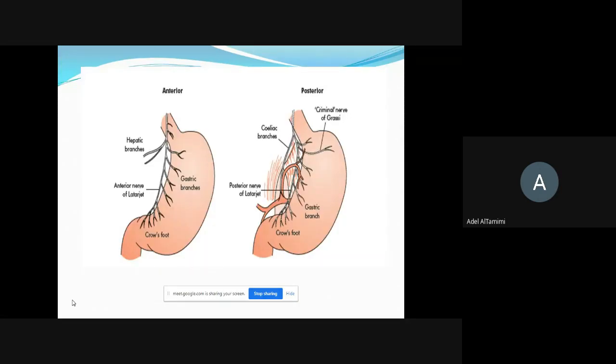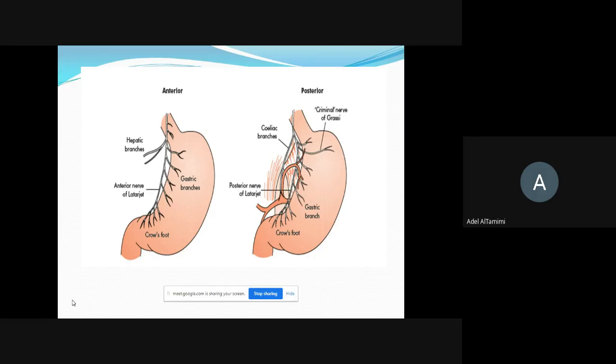This shows the distribution of the vagus nerve along the greater and lesser curvature of the stomach, the anterior vagus nerve and the posterior vagus nerve. And the last section of the posterior vagus nerve is called the crowfoot. Crowfoot, these are nerves that supply the pylorus ring.